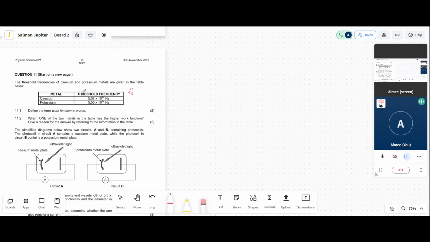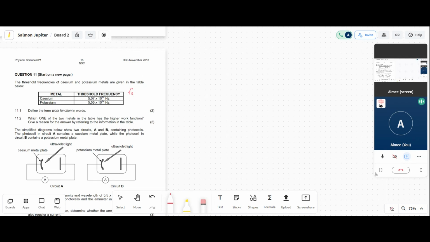Okay? Also important, I know they haven't asked you for the definition, but threshold frequency is the minimum frequency needed for the photoelectric effect to be observed using a specific type of metal plate. Or in other words, the minimum frequency of light needed to eject electrons from the surface of a specific metal. Okay, so remember, threshold frequency and work function are directly proportional. Okay, but we'll get into that now.